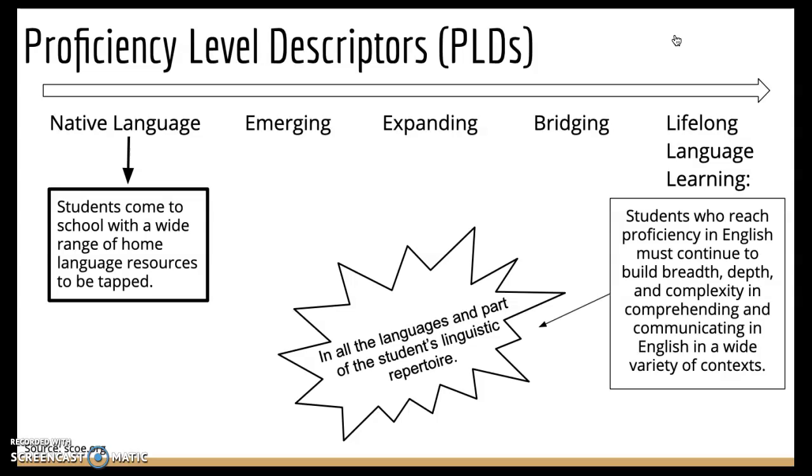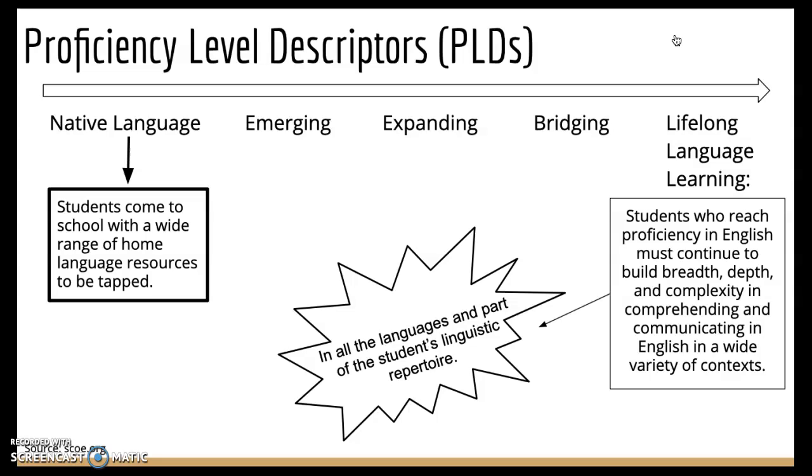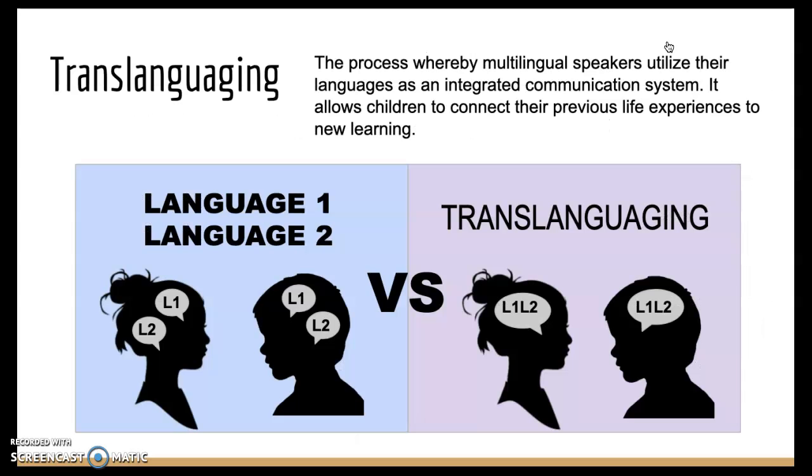As students work through the levels and learn more English and become English users at more complex levels, we can still consider them to be learners for their entire life. Just like as teachers, we consider ourselves lifelong learners. The goal should be for students who are reaching proficiency in English to continue to build the depth and complexity in comprehending and communicating not only in English but in all languages. An important aspect of this module will also be translanguaging.